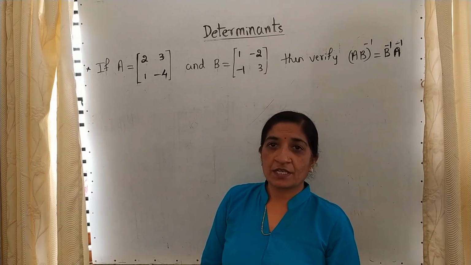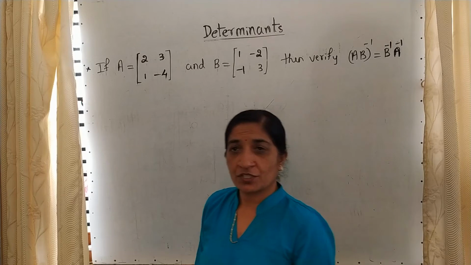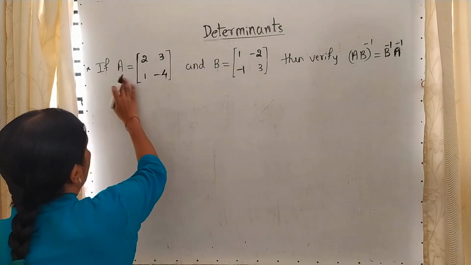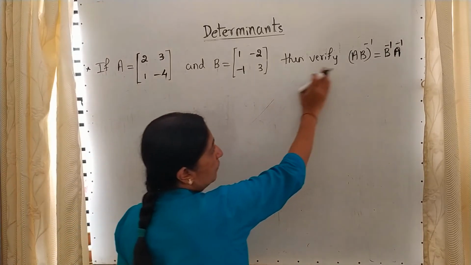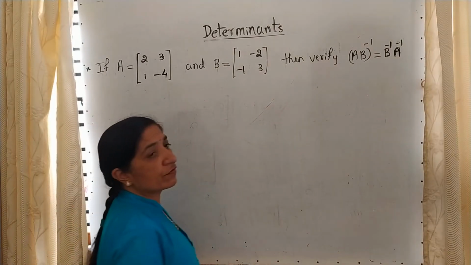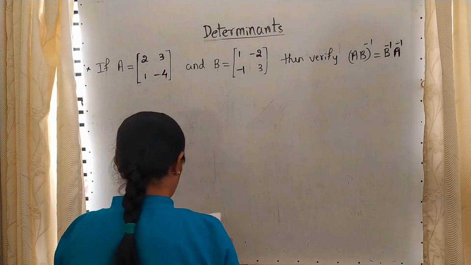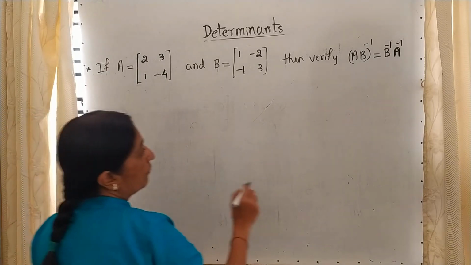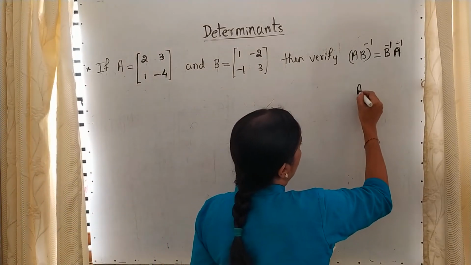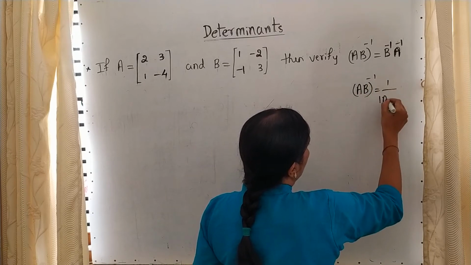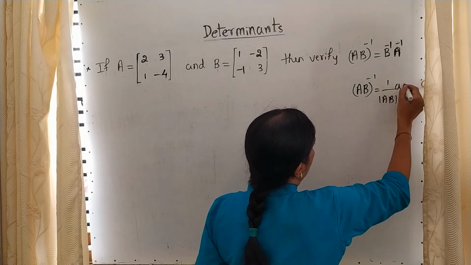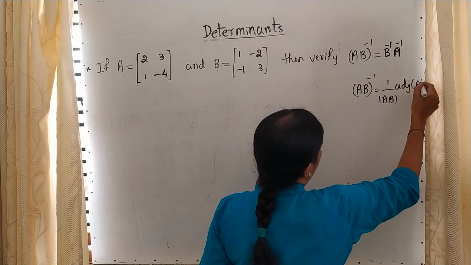So in today's class, I will solve the assignment questions. See the question. If A is equal to one matrix and B is equal to another matrix, verify that (AB) whole inverse is equal to B inverse into A inverse. So already you are familiar. To find the inverse, the formula is like this: (AB) whole inverse is 1 upon determinant of AB into adjoint AB.